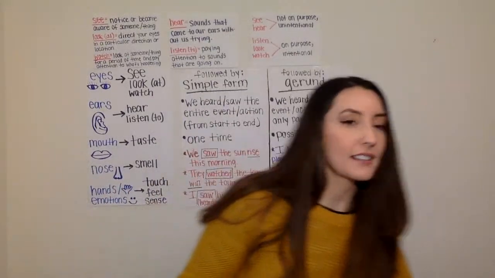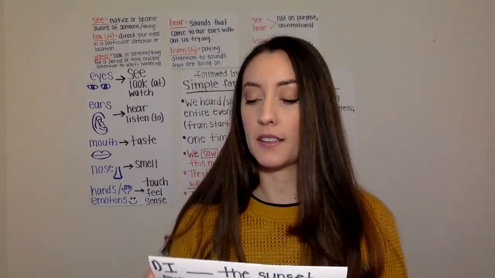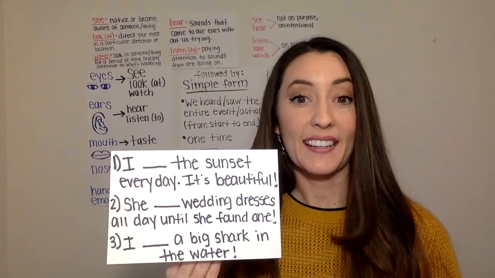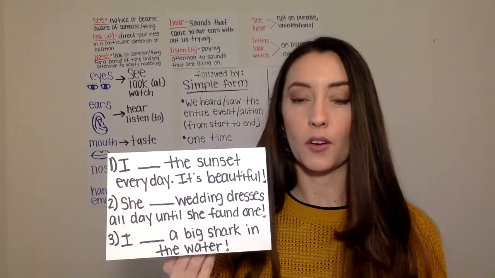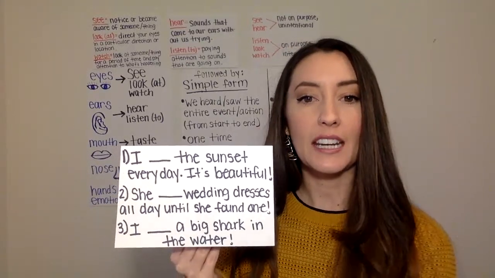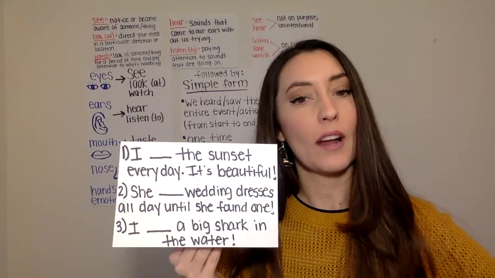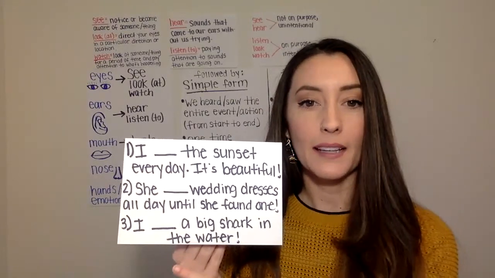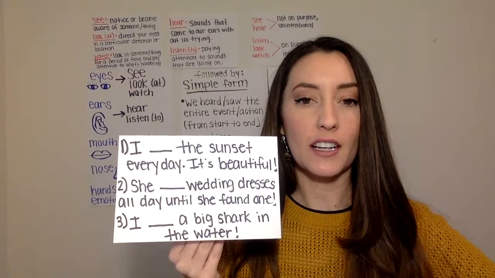Okay, and let's practice our sight verbs. So I have all 3 sentences on the same page, so you can do the same. You can just write 1, 2, and 3 in the same response. I blank the sunset every day. It's beautiful. Number 2, she blank wedding dresses all day until she found one. And number 3, I blank a big shark in the water.